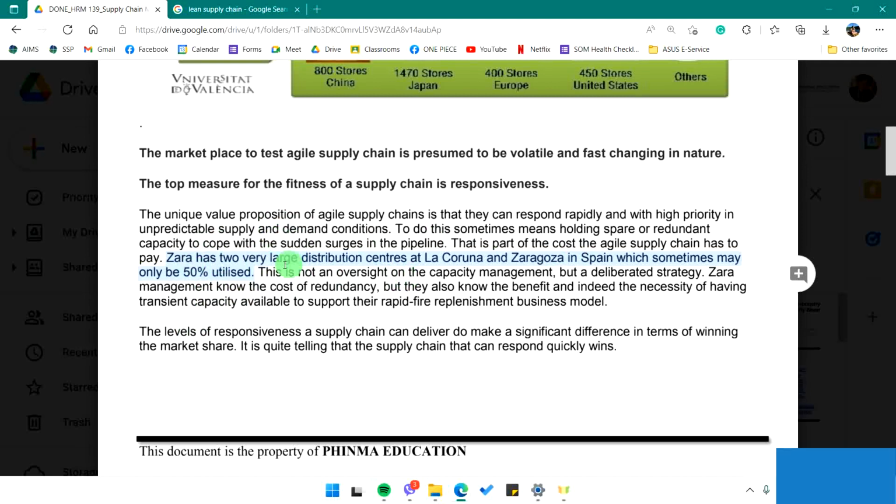Naiintindihan nyo ba? Zara doesn't have to put 100% for La Coruna and 100% capacity for Zaragoza. They only have to appoint 50% operation capacity for La Coruna and 50% for Zaragoza in order to fulfill the 100% operation capacity of Zara. So, ibig sabihin, tig 50% lang sila. Ngayon, saan naman mapupunta yung natitirang 50% ng La Coruna at Zaragoza? Doon po papasok yung sinasabi nating agile supply chain or yung pagiging responsive ng isang specific business.